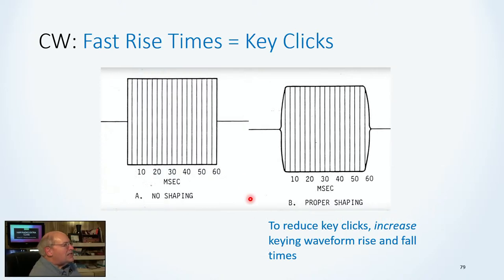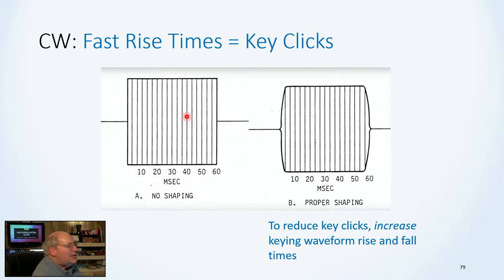And then we'll talk about CW. There's a trap here. You've got to think carefully. If we were going to be talking CW, key clicks are bad. If we're going to turn on the carrier instantly, and then when we raise our telegraph key immediately stop the carrier, that's the equivalent of a square wave. And as you remember, square waves send lots of harmonics. So we do shaping with CW.